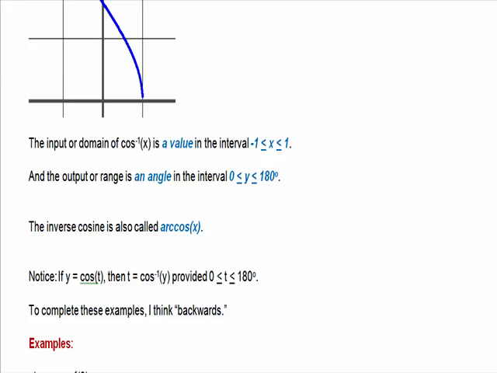Just to clarify one more time, if y equals the cosine of t, then to write the inverse notation, we would say t equals the inverse cosine of y. If you remember back when we solved for the other variable, that's really what I've done here. And t will be the inverse cosine of y, provided that t is between 0 and 180 degrees. And also remember y would have to be between -1 and 1. So be very clear and sit and chew on this before you move forward.